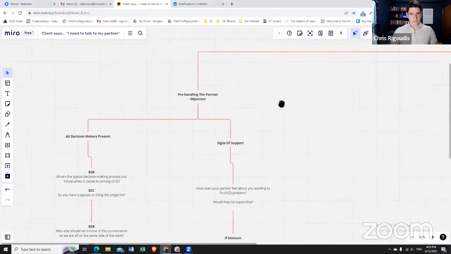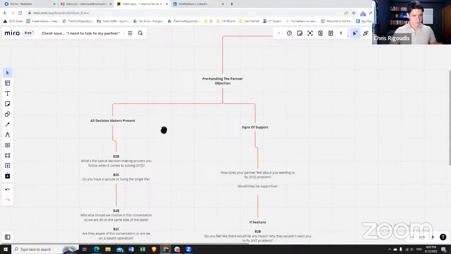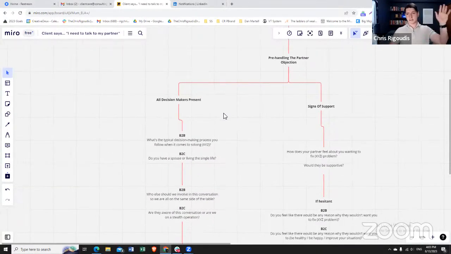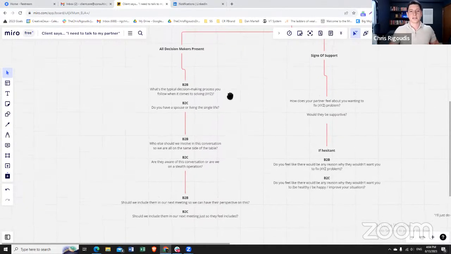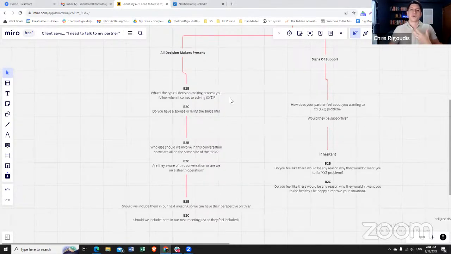Now, how do we pre-handle the partner objection? There are two different ways, and the easiest thing is making sure that all decision makers are present. If it's B2C, bring their spouse to the call. If it's B2B, make sure that all the key players are present. So how do we do that? We have two questions essentially to navigate this. Let me go through the B2B chain first. What we want to ask is, "Walk me through, what's the typical decision-making process you follow when it comes to solving X and Y and Z problems?"